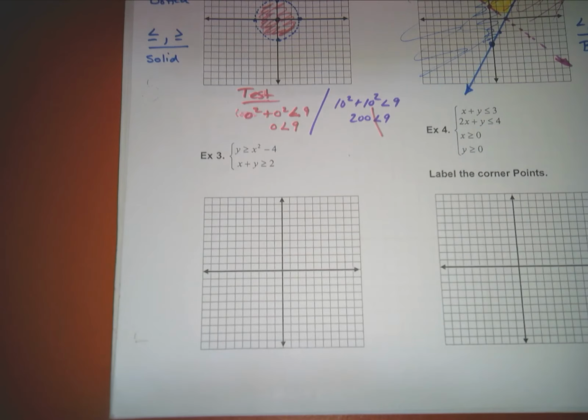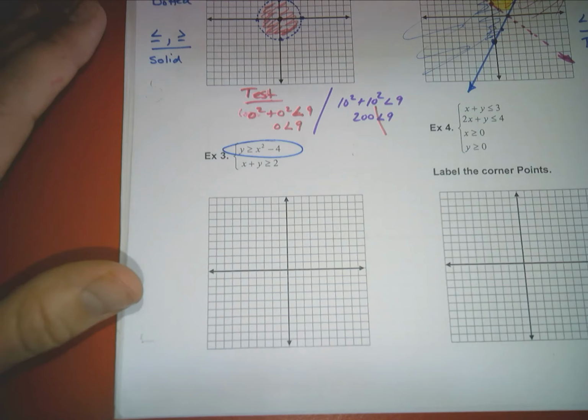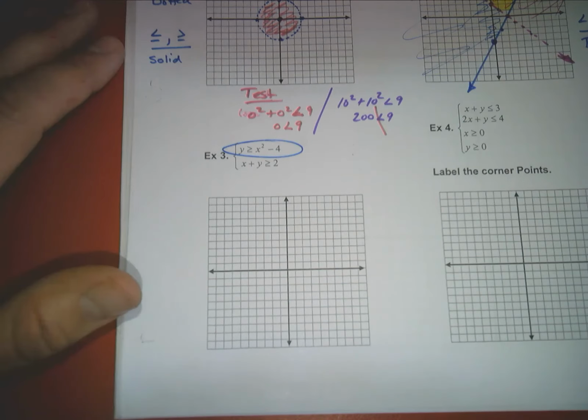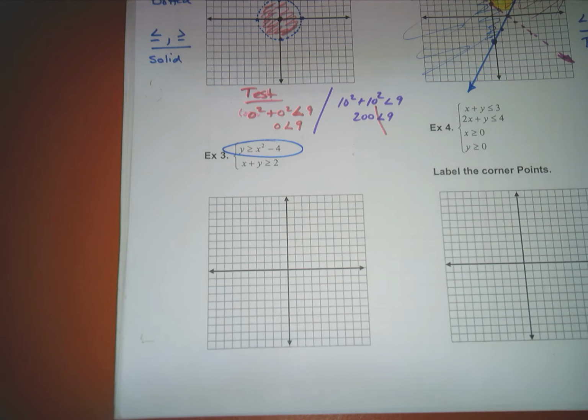All right, here we go. So we take a look at this one. I've got y is greater than or equal to x squared minus 4. So I'll pose this question again. This is a parabola. Yes, this is definitely a parabola. It's just x squared. Now we have to decide, which way is this thing being shifted?